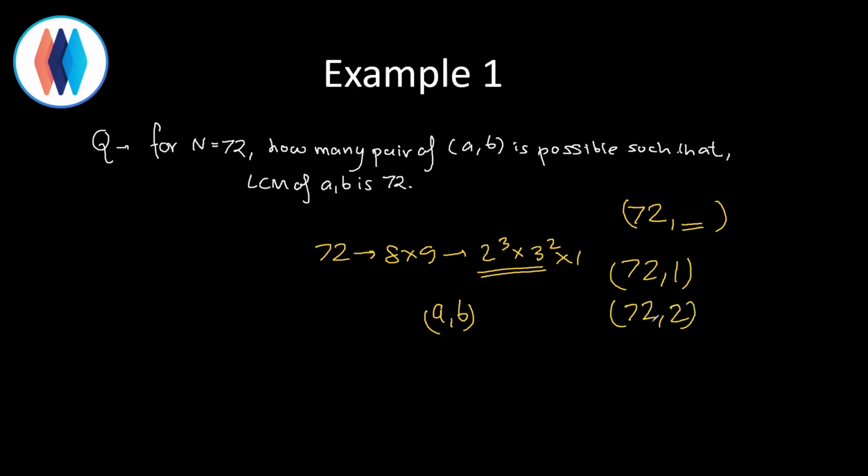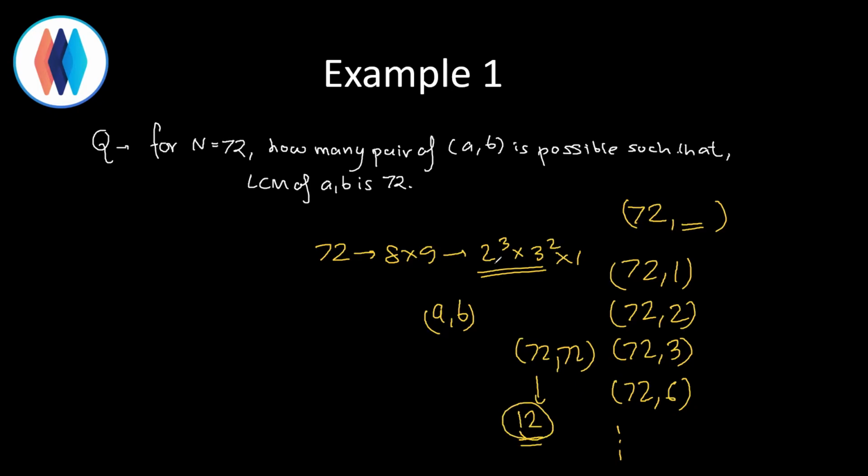72 comma 2, you will still have the same. 72 comma 3, still the same. 72 comma, let's say 2 into 3, that is 6, you will still have the same LCM. And you can do it till you have 72 comma 72, and you will realize that you got 12 items here. If you don't understand where this 12 comes from, then just wait till we study permutation and combination. Else you can keep doing this as well. You can pick and choose multiples from here, and you will be able to find the 12 numbers from here.